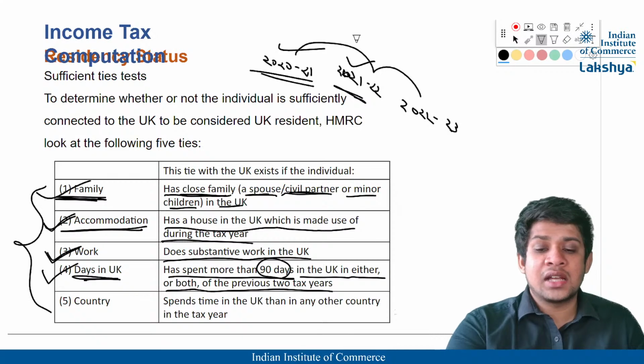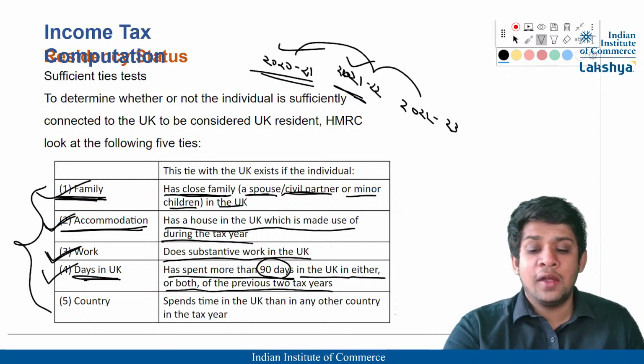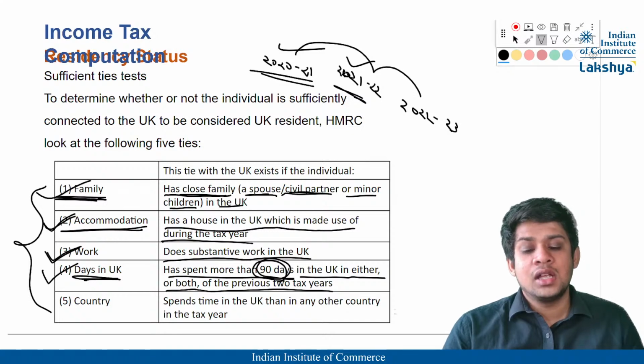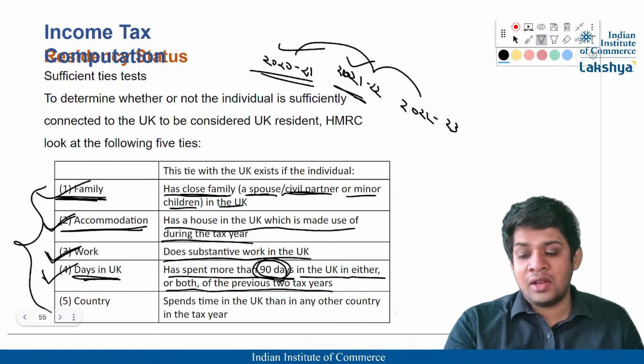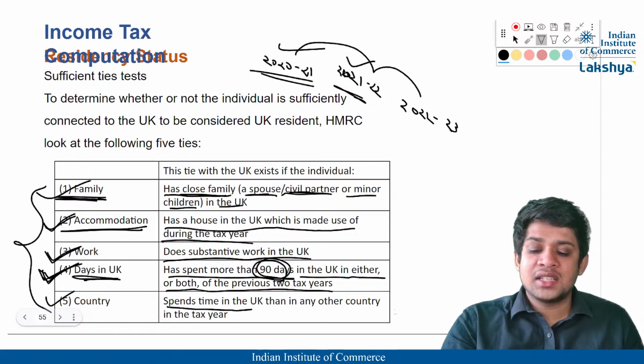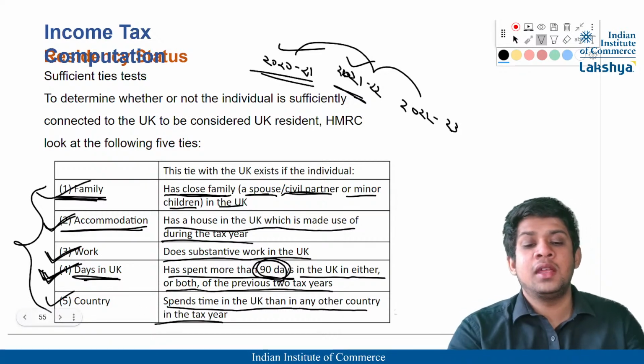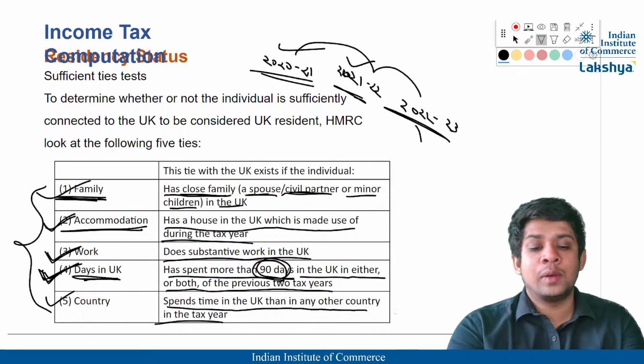In either of these tax years or both of them, if he has stayed for more than 90 days, then he will be considered as having days in the UK. I mean, this tie will be met. Lastly, country. He spends more time in the UK than in any other country in the tax year. That means maybe for the tax year 2022-23, he has stayed for 200 days in the UK.